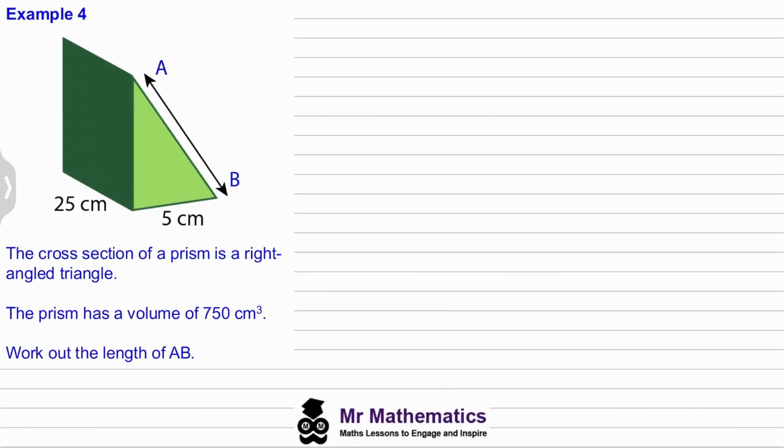So for example 4, we're given that the cross section of a prism is a right angled triangle, and the prism has a volume of 750 centimeters cubed. We need to work out the length of AB, which is this length here. So I'm assuming that you've experienced using Pythagoras' theorem. If you want to try this question yourself, you can pause the video and come back when you're ready.